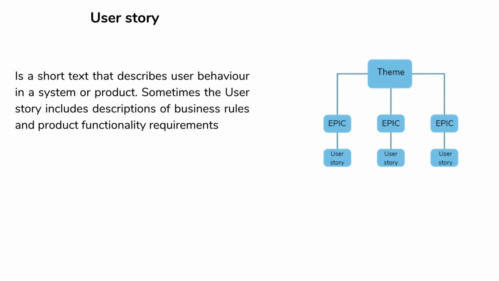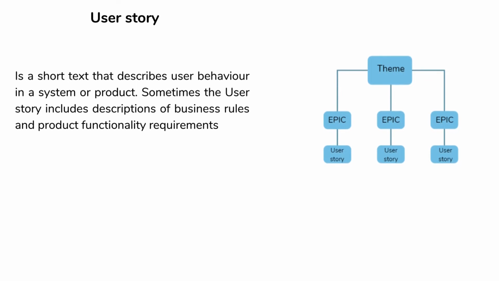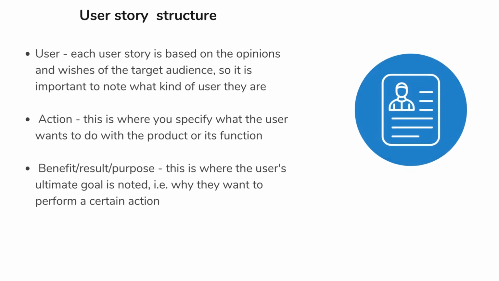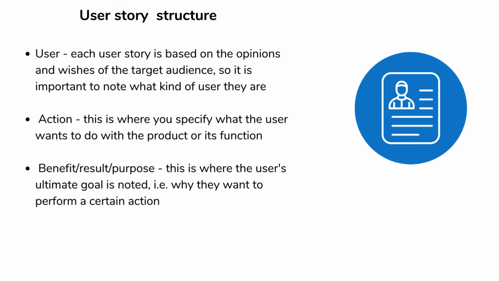User story is a short text that describes user behavior in a system or a product. Sometimes the user story includes description of the business rules and product functionality requirements. User story structure. Each user story is based on the opinions and the wishes of the target audience, so it's important to know the kind of user they are. Action. This is where you specify what the user wants to do with the product or its function. Benefit. This is where the ultimate goal is noted.